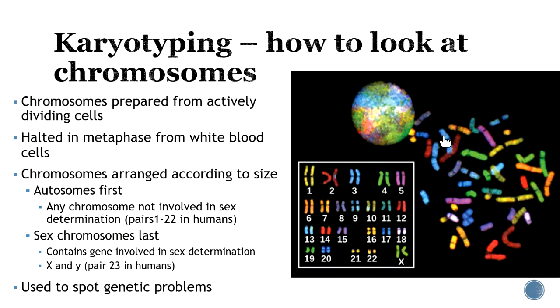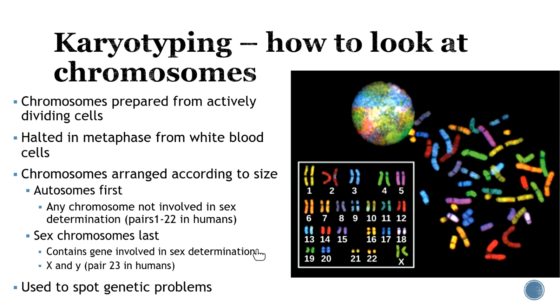Now, karyotypes, we use them to spot problems. Genetic problems is a big one, and I'll show you some examples in a few slides. But if you look at this organization right here, this is a human karyotype. So we have 23 pairs of chromosomes right here. If you look at the size, the largest chromosomes will be first. As we go down, you start to see the size decrease and decrease.